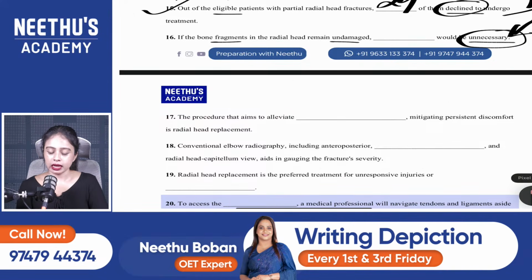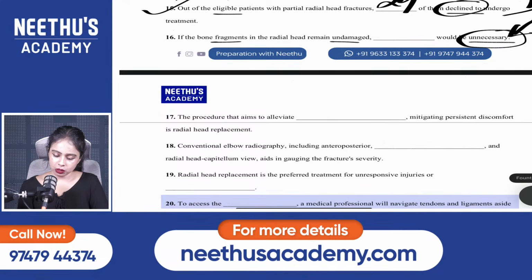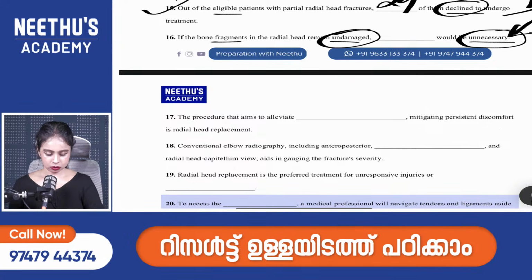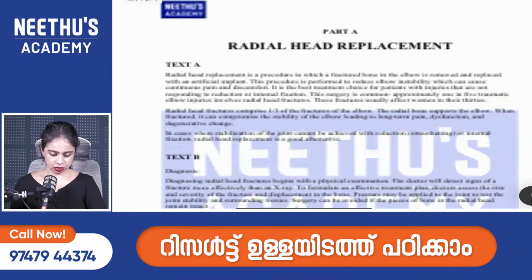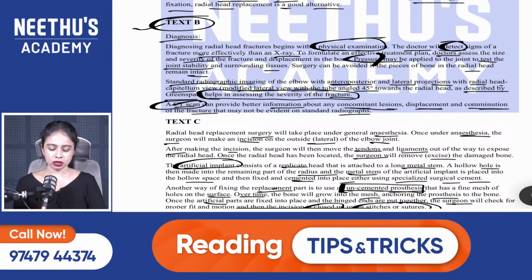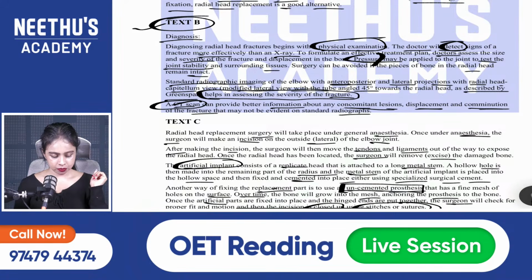Unnecessary or undamaged. What is given? What about undamaged? Another word for undamaged in the paragraph? And I think that's mentioned here. And I'll tell you which text also. Yeah, it is in text B. I told you along with the text, which is in text B. So let me know, where is it mentioned?